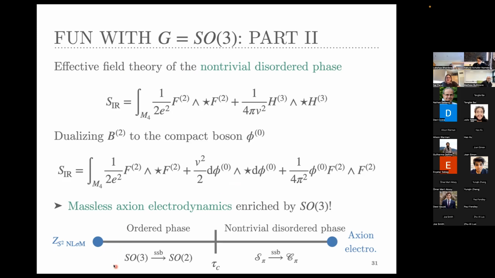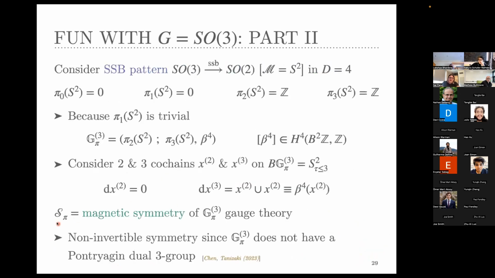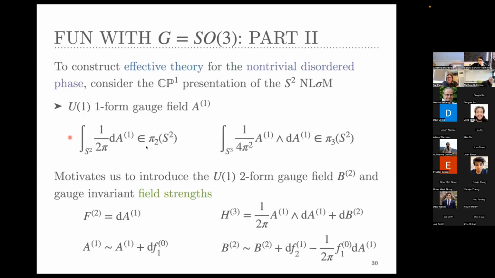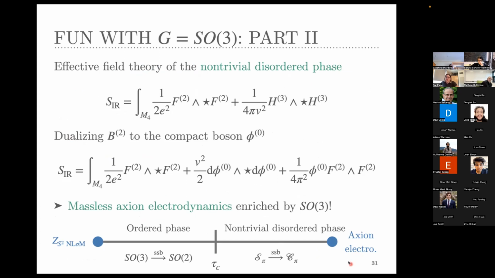In the ordered phase, there's the normal SO3 to SO2 symmetry breaking pattern. And if you go to the non-trivial disordered phase, this effective field theory would describe deep into the IR. It's also well known this axion electrodynamics has a rich symmetry structure. I forgot to include the citations of this, but there's known to be higher group symmetries and non-invertible symmetries. And some of those non-invertible and higher form and higher group symmetries would reflect this 3 group, but there could be additional emergent higher form, non-invertible, etc. symmetries as well.